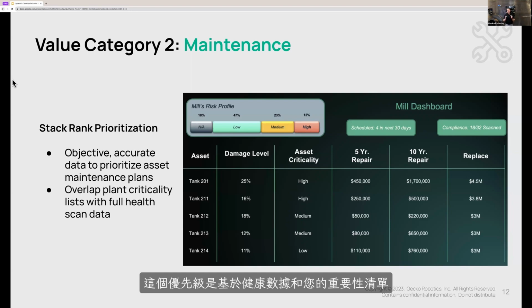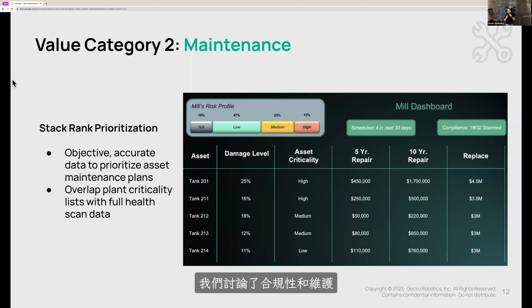The second is your criticality list. So based on asset criticality across the entire tank farm, which tanks are really most important to your process? When we blend health data and asset criticality into one chart, it allows your maintenance team to do maintenance in a much more precise and informative way than they have in the past.